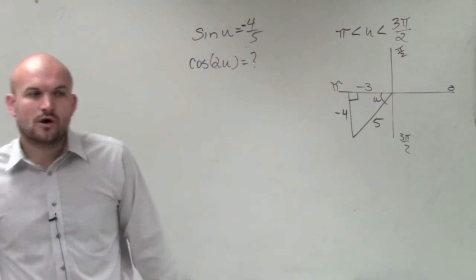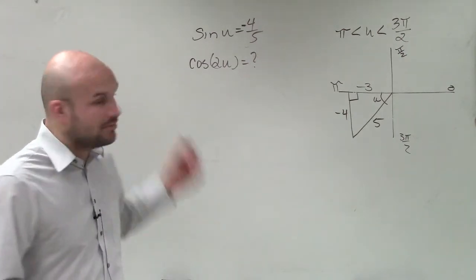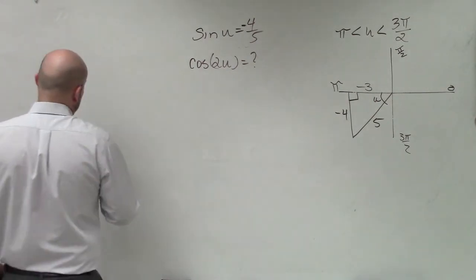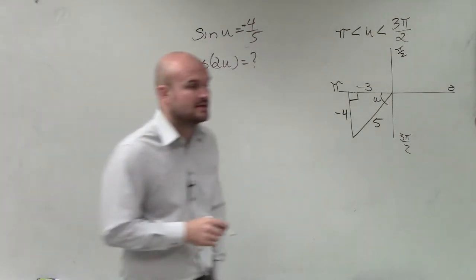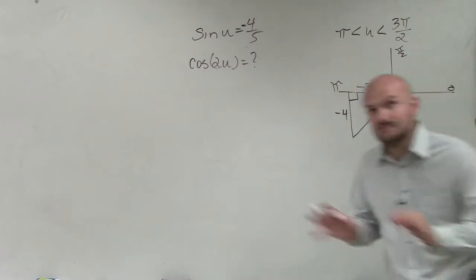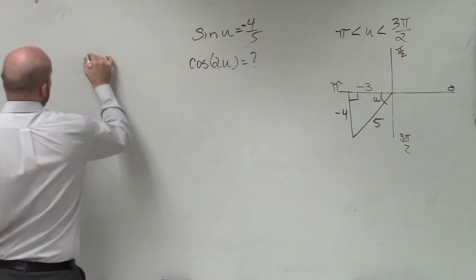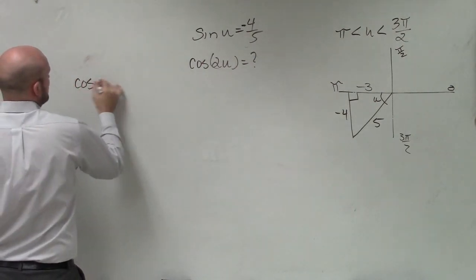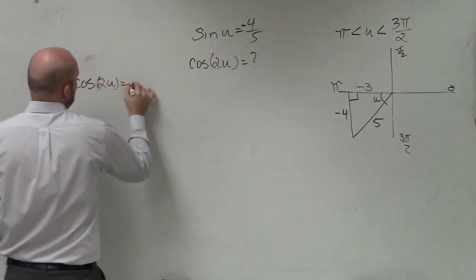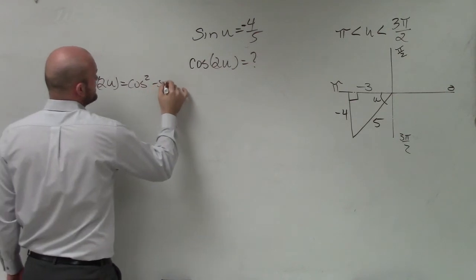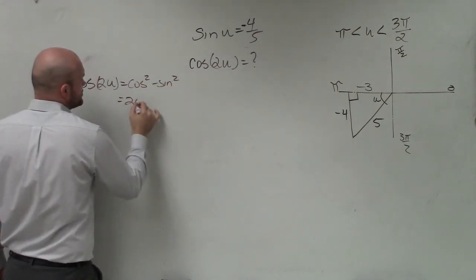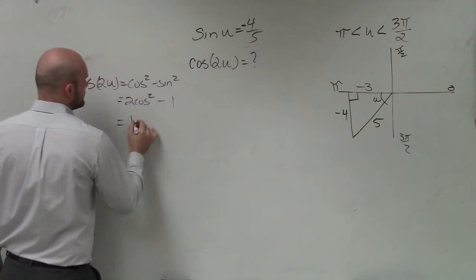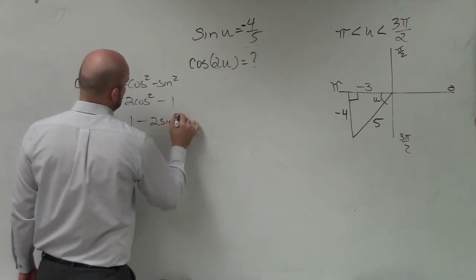OK? So now we're going to be working on how do you find the double angles. All right? So there's a couple formulas, Jamie, that you're going to be using for this. So the first formula is, let me see if I can remember them correctly. We could do cosine of 2u equals cosine squared minus sine squared. Also equals 2 cosine squared minus 1. And also equals 1 minus 2 sine squared of u.